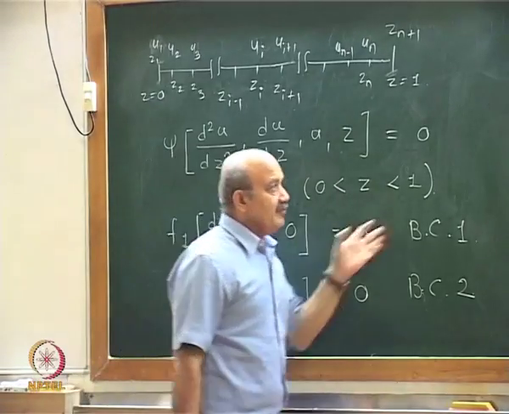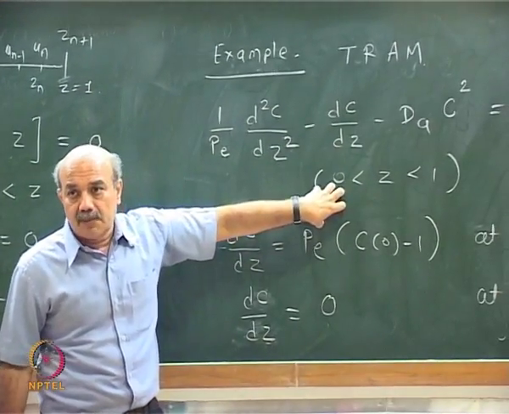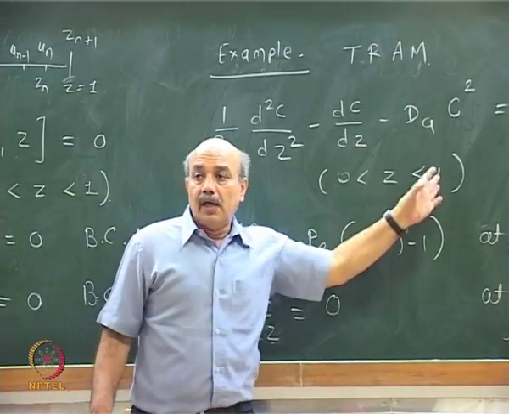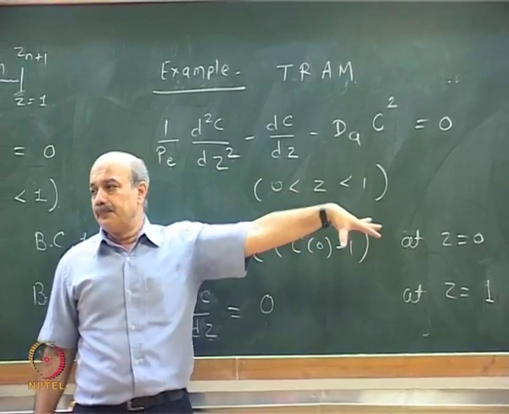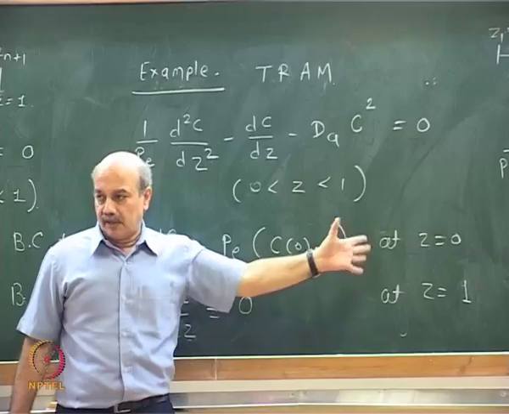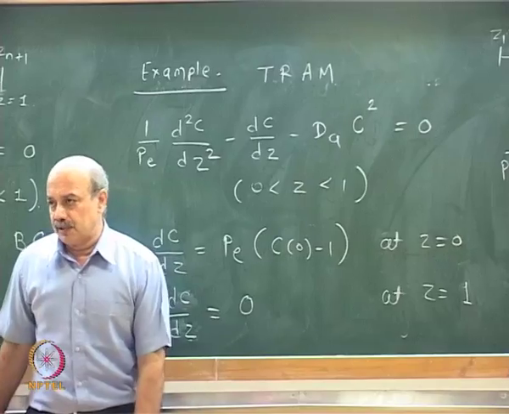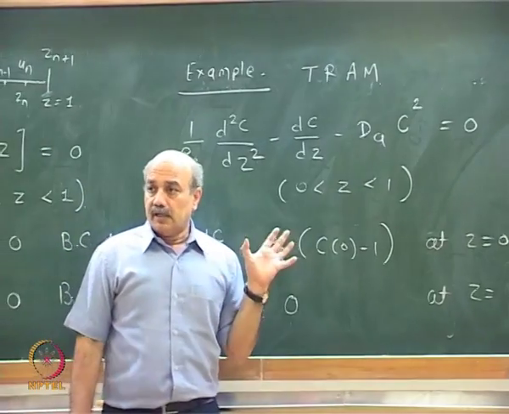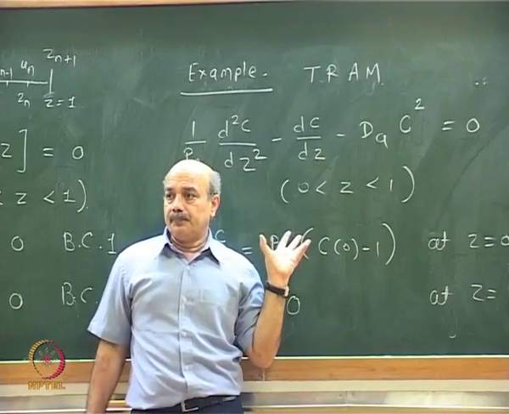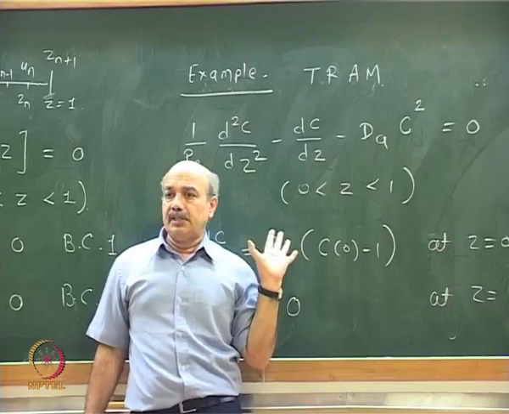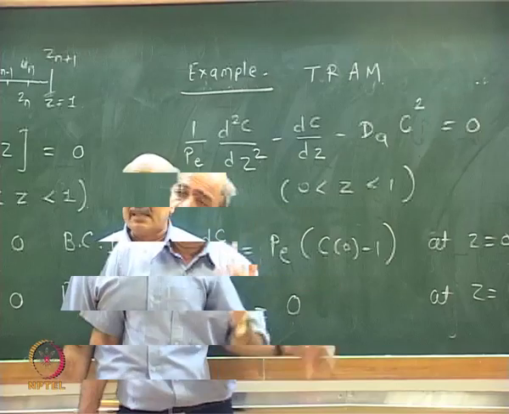Then we looked at one problem, which is the tubular reactor with axial mixing. In this problem, we are able to convert it into a set of five coupled nonlinear algebraic equations, which need to be solved iteratively, and which will give you an approximate solution. Because the derivative approximation is much better, it is typically found that a good solution can be obtained using a smaller number of collocation points.